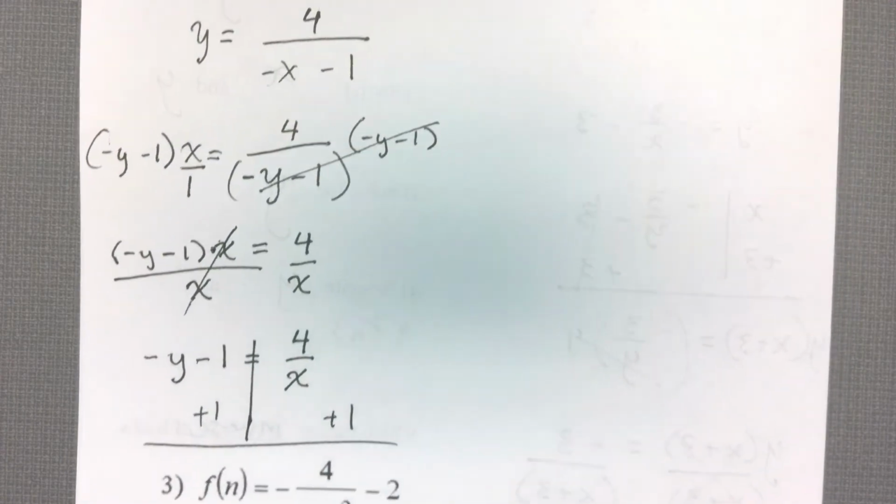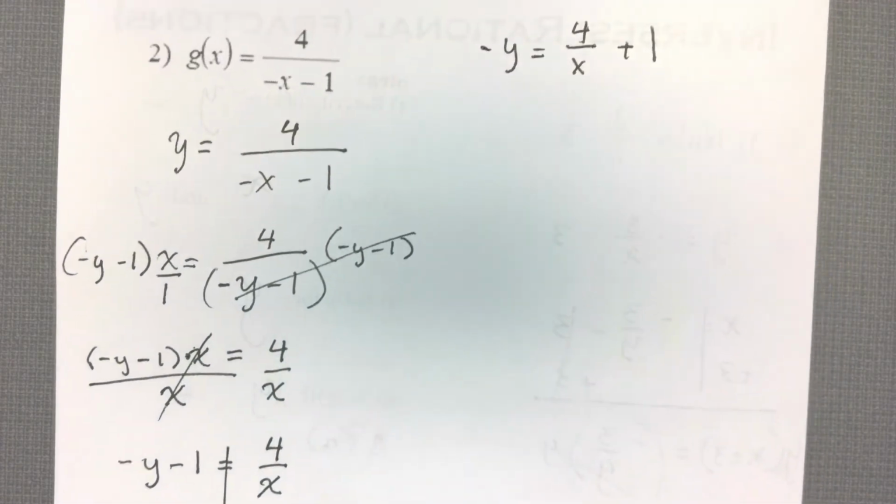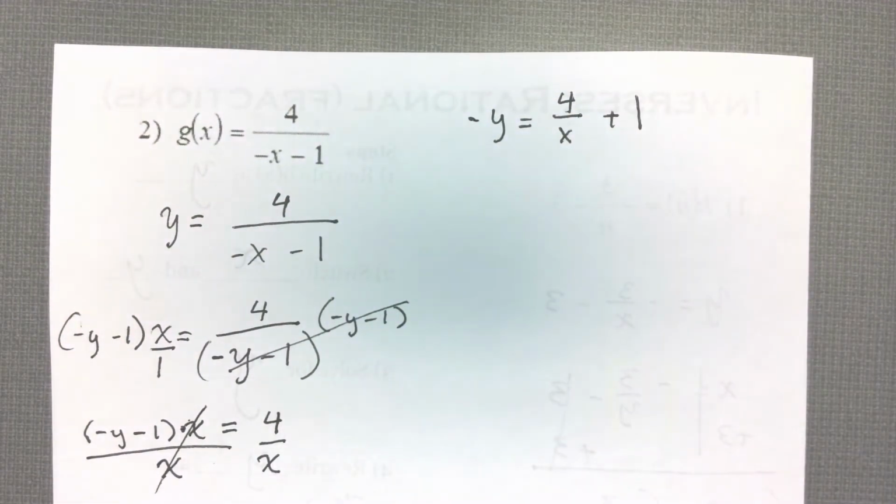Tell me when I can scroll up. We good? Okay, so this is what we have so far. Don't forget the negative on that y. How do we get rid of the negative on the y, though? How do we change it to a positive?